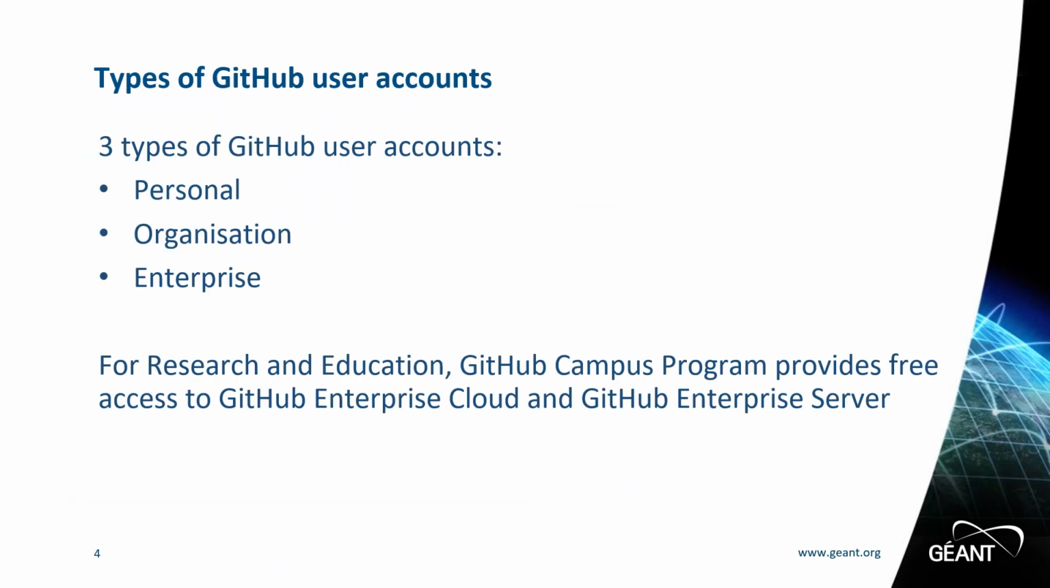As mentioned in connection with the previous slide, there are three types of user accounts. Every user on GitHub logs in with a personal account. An organization account facilitates collaboration between multiple personal accounts, whereas an enterprise account enables the centralized control of multiple organizations. For research and education, the GitHub Campus Program provides free access to GitHub Enterprise Cloud and GitHub Enterprise Server to institutions that wish to maximize the use of GitHub for their community.